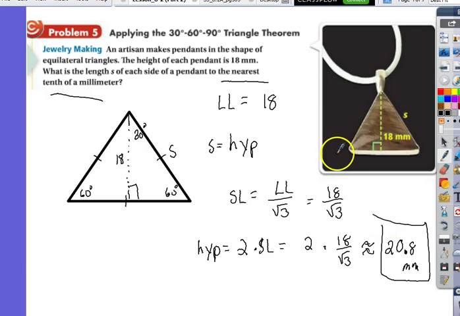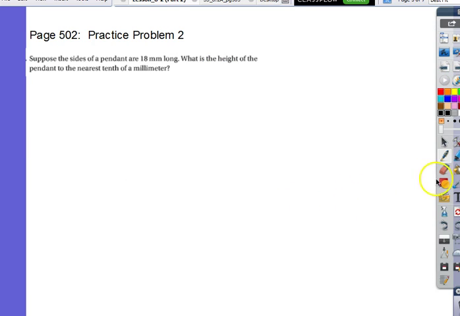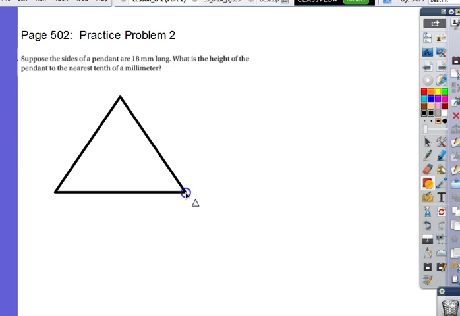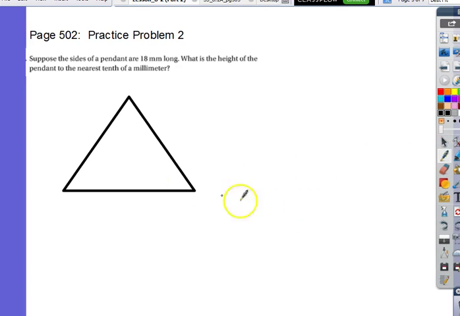Everybody okay with that? All right, I'm going to put a spin on it. We're going to look at the same pendant. So the pendant looked like this. However, now I'm going to tell you that the side is 18, and I want you to find the height. So see if you can find the height, knowing that each side of the pendant is 18.